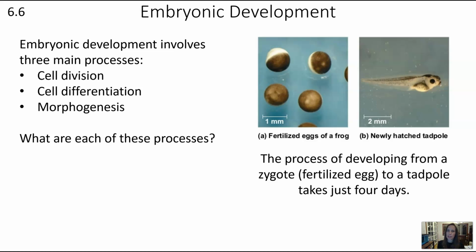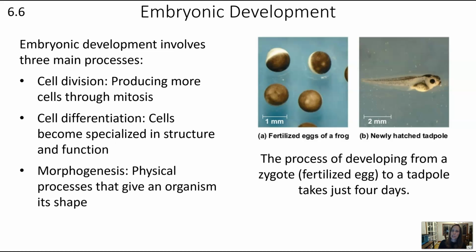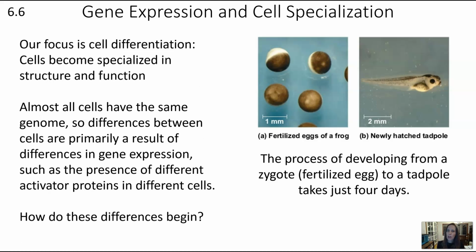What do you think is happening in each of these processes? Cell division is making more cells, so this is mitosis. Cell differentiation is cells becoming different, becoming specialized in both structure and function. Morphogenesis is giving an organism its shape. We're going to focus on cell differentiation in this unit. Keep in mind that all of the cells have the same genes, so in order to get different cells, we need to have different genes expressed.